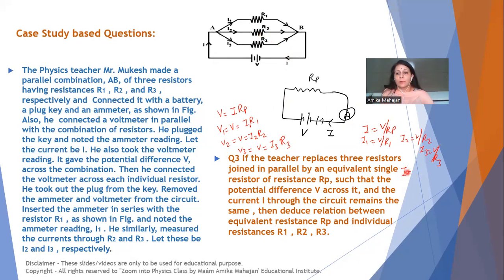And we know that the total current will be the sum of the individual currents. So V by RP equals V by R1 plus V by R2 plus V by R3. So V will cancel out, 1 by RP equals 1 by R1 plus 1 by R2 plus 1 by R3. This is the relationship between RP and R1, R2 and R3.